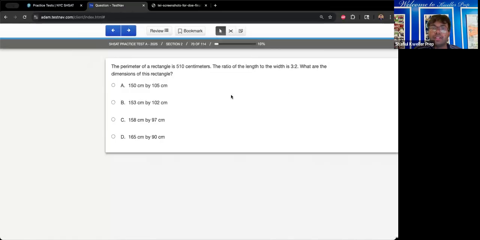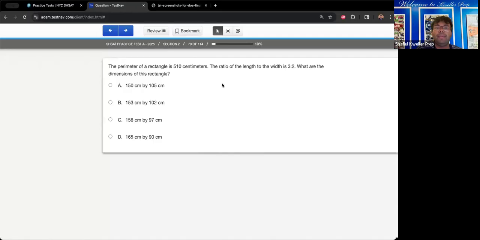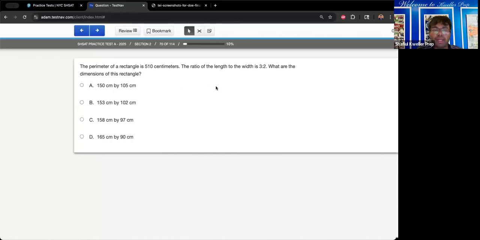Let's try to do these as quick as possible so I can get to your questions and help for the review. Perimeter of a rectangle is 510 centimeters. The ratio of the length to the width is 3 to 2. So the length is 3, the width is 2. In total, this is 10. And that's just a ratio. We see that the perimeter is 510. So we have to scale each thing by 51, because 10 times 51 is 510. So 3 times 51 is 153. 2 times 51 is 102. And that is answer choice B.